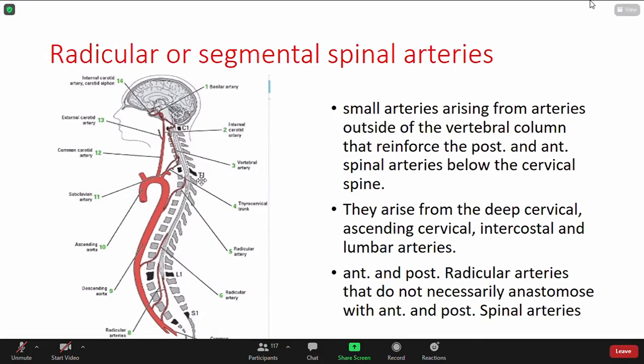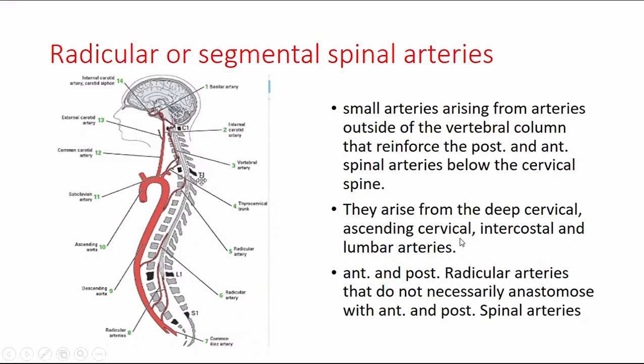So they arise from the deep cervical, ascending cervical, intercostal arteries, and lumbar arteries. These are the areas where radicular or segmental spinal arteries arise. Now, when it enters the vertebral foramina, it divides into two, the anterior and posterior radicular arteries. But these radicular arteries do not necessarily anastomose with the anterior and posterior spinal arteries.